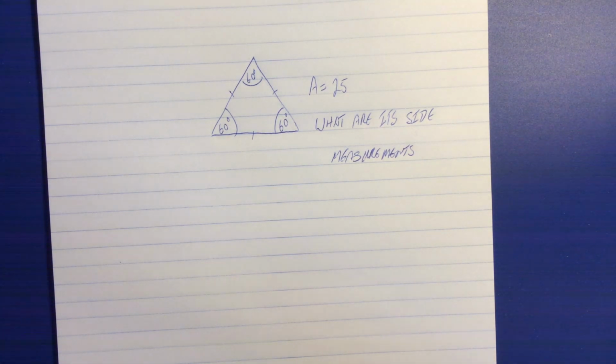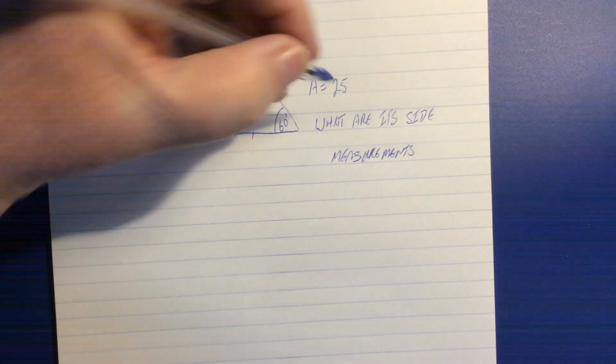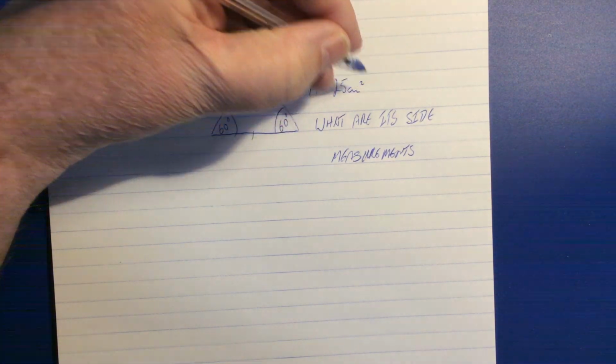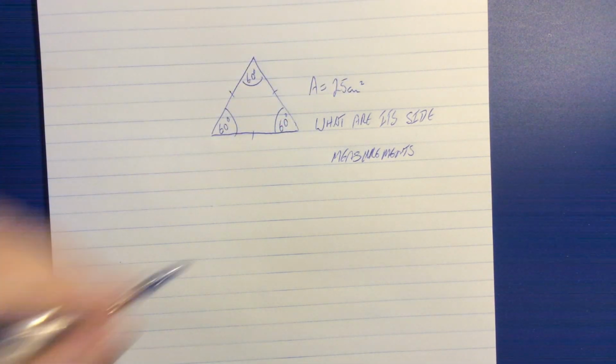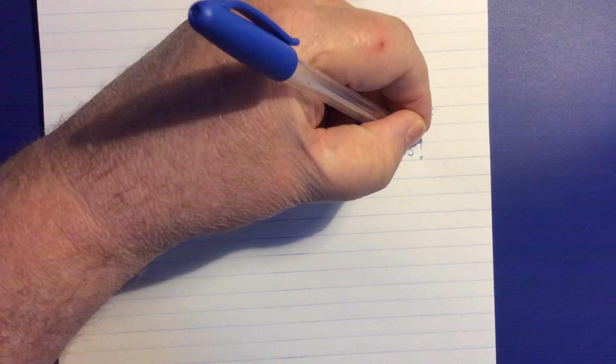And here is our problem. As you saw from the header, we have an equilateral triangle. It has an area of 25 centimeters squared. And we want to know what the measurements of its sides are.